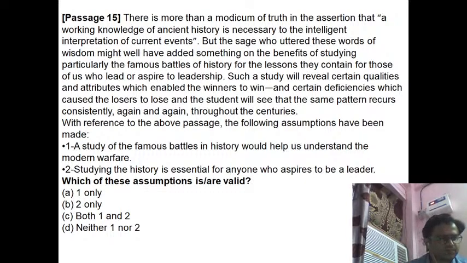Such a study will reveal certain qualities and attributes which enable the winners to win, and certain deficiencies which cause the losers to lose. And the student will see that the same pattern recurs consistently again and again throughout the centuries. So, assumptions are given to us. A study of the famous battles in history would help us understand modern warfare. See, there is no such description of modern warfare.